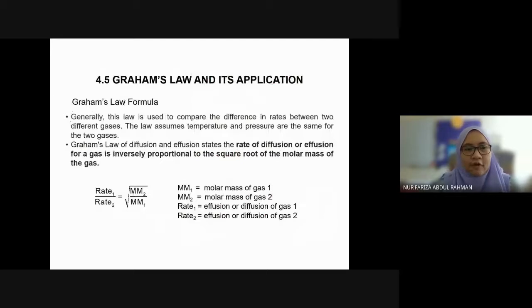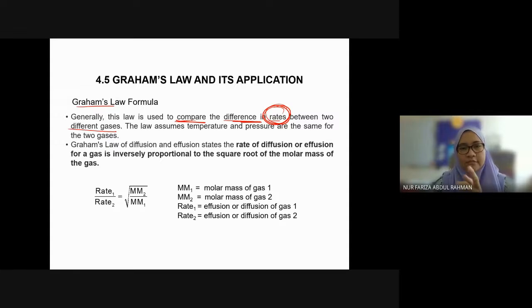So we have a formula to describe this diffusion and effusion, and it is known as Graham's law formula. Generally this law is used to compare the difference in rates between two different gases. When we talk about rates, it has something to do with time. So there is a time function there.